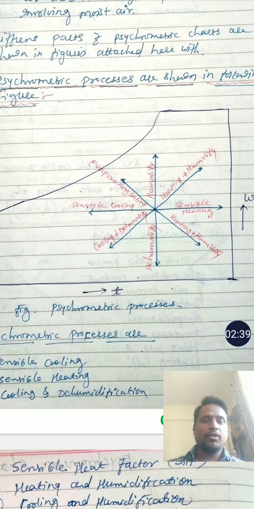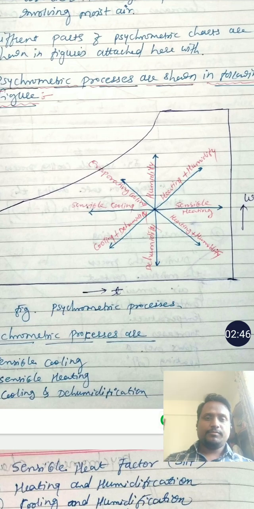So I hope you got this. In humidification, the humidity ratio increases, and in the dehumidification process, what happens? The humidity ratio decreases.